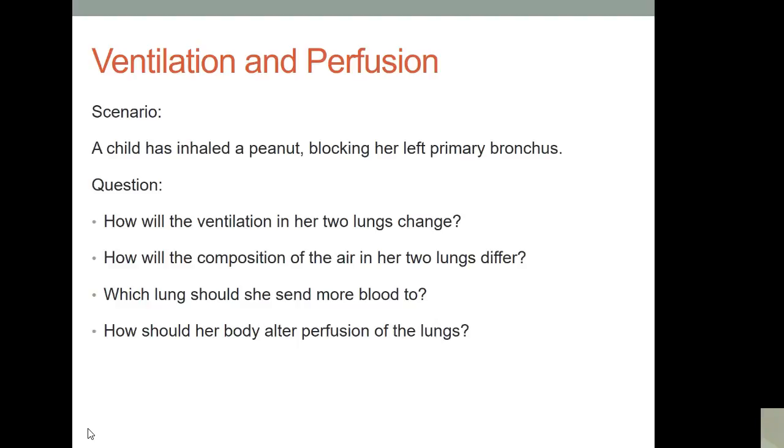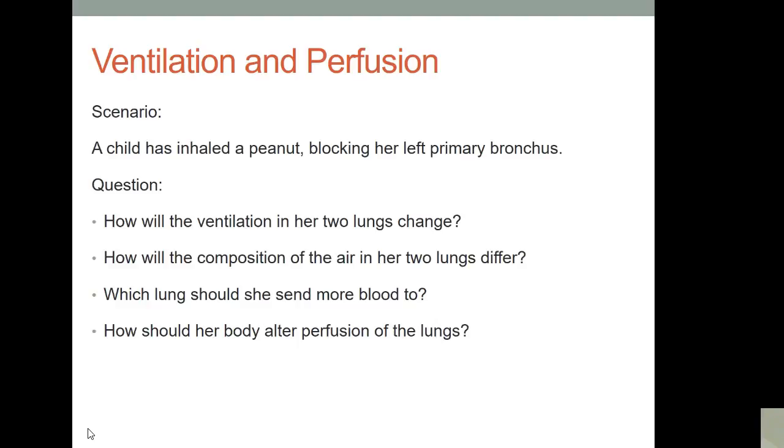So how will the composition of air in her two lungs differ? Well, the right lung, which has more airflow, will be higher in oxygen and lower in CO2. And the left lung, which has less new fresh air, will have lower oxygen and higher CO2.